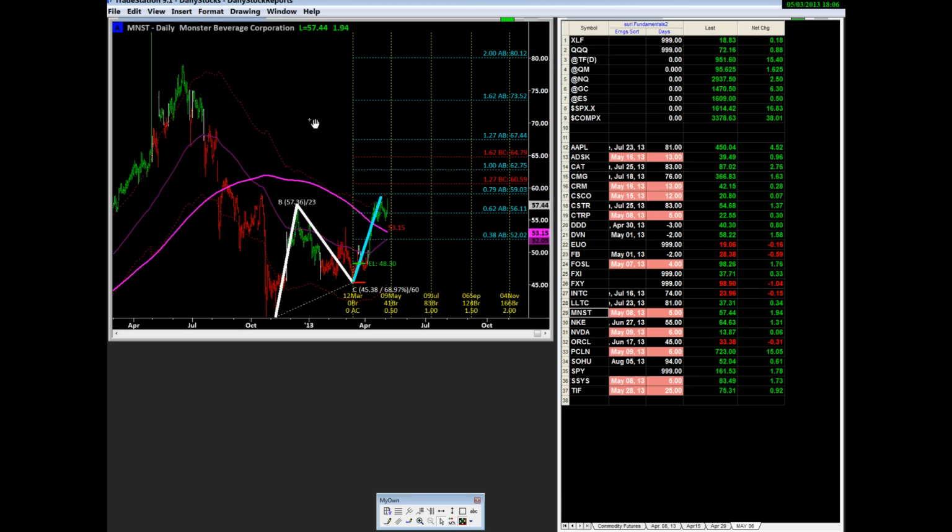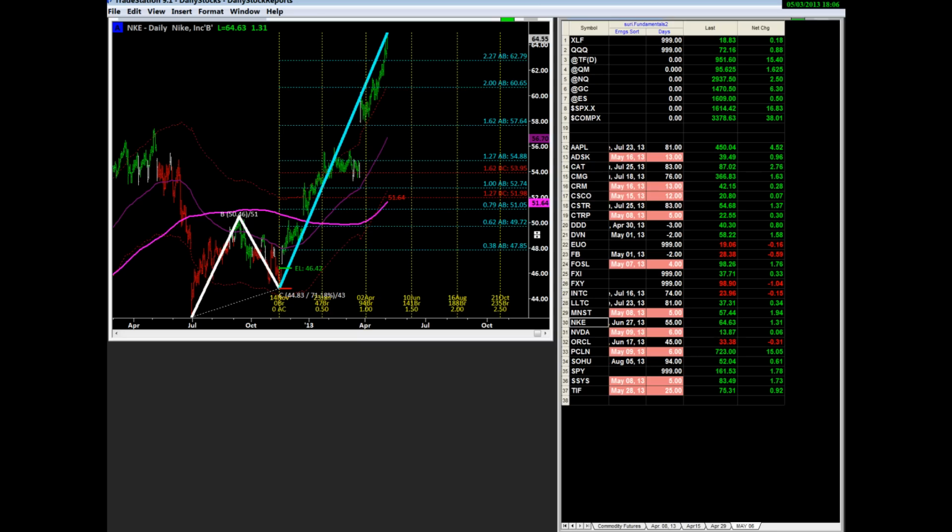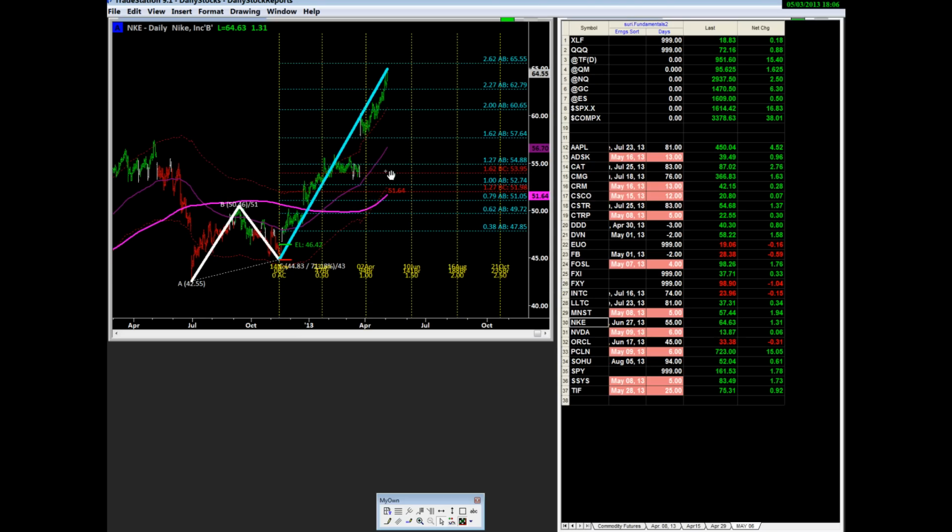Next one is Nike. I have traded Nike in the past, but it is now finally reaching the last of its target range, between 227 and 262% of its AB levels, between $62 and $65. So would it reverse from there? I don't think so, but I'm just going to show you this. We're not going to short this stock either.